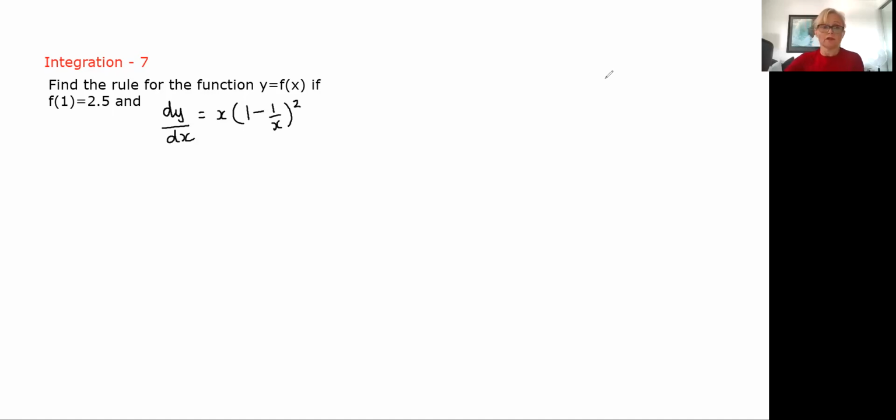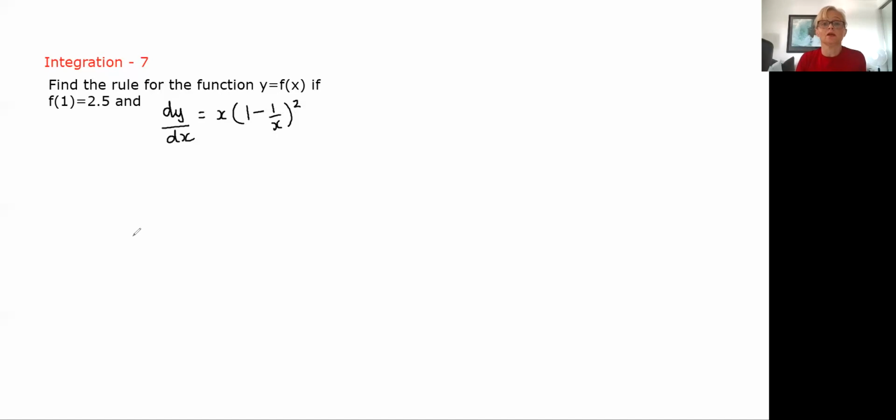Now, obviously, if we're going from dy dx to y, that should tell us that we need to integrate. We're doing the opposite of differentiation. We have a power and we do have a product out the front. Let's just check, because sometimes if you have a power, you might happen to have the derivative of that function out the front. In this case, we actually don't. So our best course of action here is going to be to do a full expansion of this first.